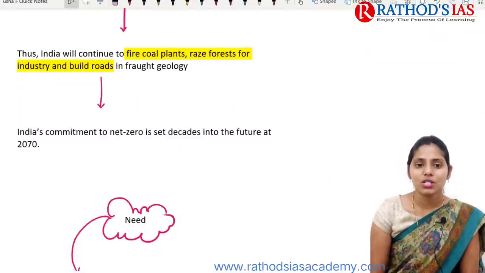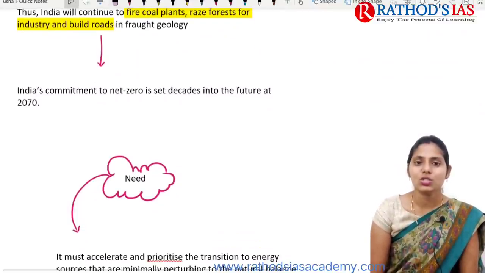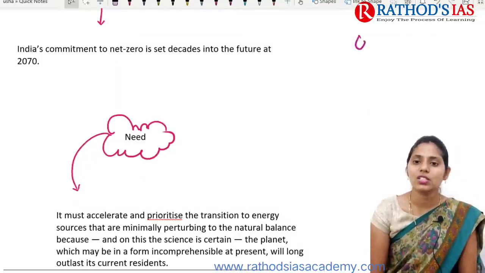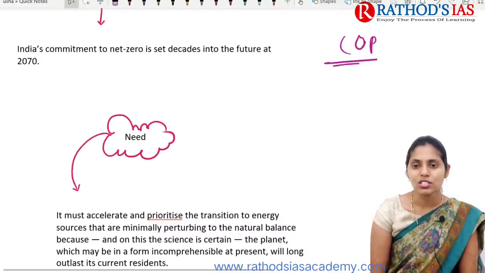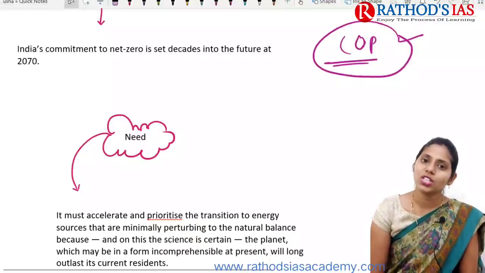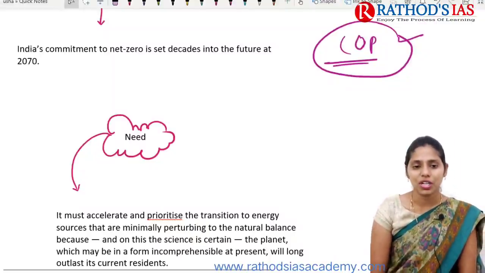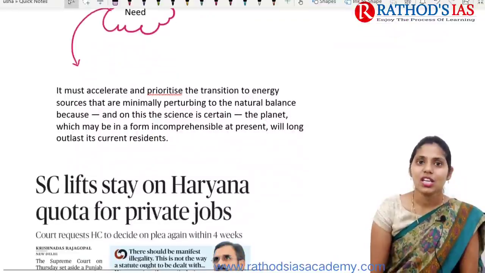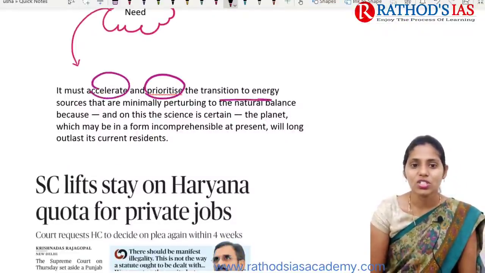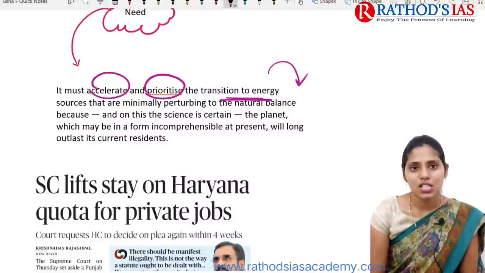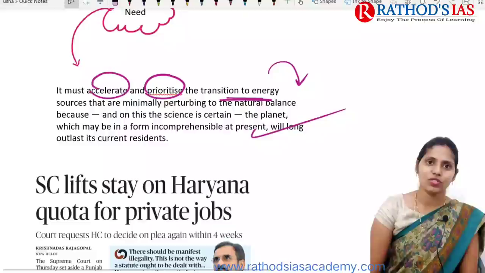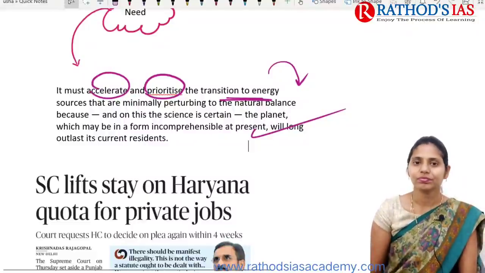India's commitment to net zero is set decades into the future, at 2070. You already know that in the recent COP26, Conference of Parties 26, our Prime Minister came up with a statement that India is going to achieve carbon neutrality by 2070. In this context, what is the need? We need to accelerate and prioritize the transition to alternate energy sources, so that we can save our planet. So this is the gist of this topic, and I hope it is very much clear.